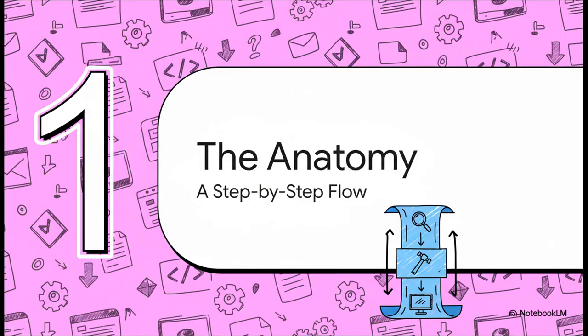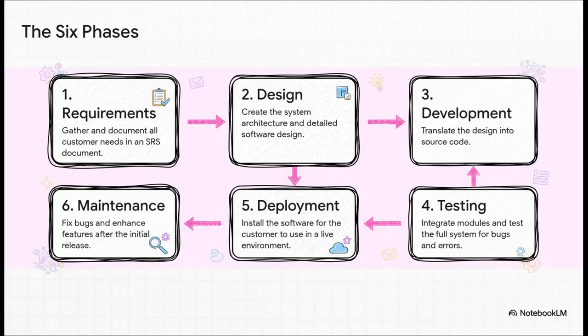So, how does this one-way street of software development actually work? Let's break down its anatomy, and you'll see just how sequential this whole thing is. It all kicks off with requirements. This is where you try to get every single need from the customer down on paper. And once that's done, it's locked in. Then you move to design, where you draw up the blueprints. After that, it's development, the actual coding. Then you test the whole thing for bugs. Then you deploy it, you give it to the customer, and finally, maintenance, for fixing things that break later on.